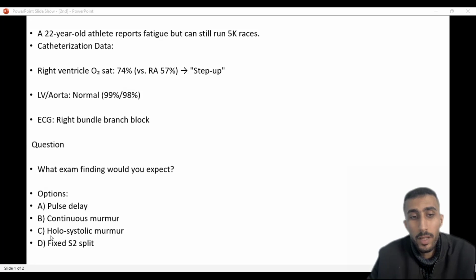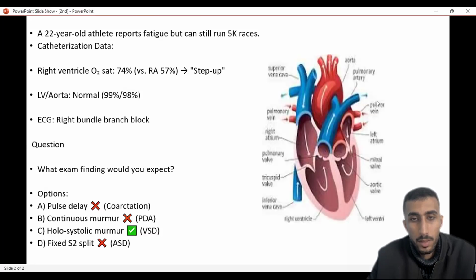And the third answer, which is the correct answer, is the holosystolic murmur, the murmur of the VSD, which includes a shunt between the left ventricle and the right ventricle, and causes a step up of oxygen saturation between the right ventricle and the right atrium. And answer D is also wrong. Fixed S2 split refers to the murmur of the ASD, which causes a step up of oxygen saturation between the right atrium and the inferior and superior vena cava.